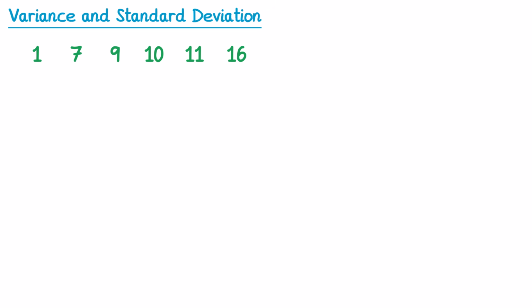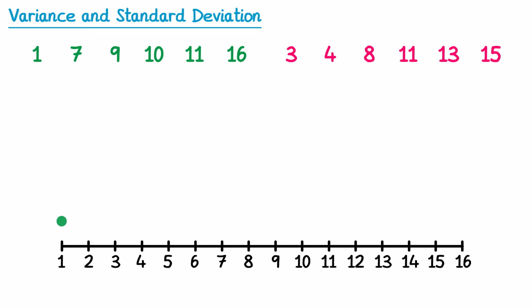Let's take this green set of numbers here, and this red set of numbers here. And we're going to try and answer the question, which one is more spread out? You might want to pause the video and make your decision. One way of looking at this is by plotting them on a number line. So if we have the green set of numbers, which looks like this, and the red set of numbers, which looks like this. Let's first of all consider the range, the difference between the greatest value and least value.